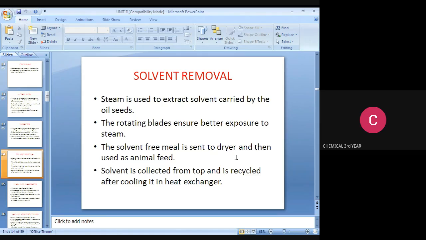Next, the rotating blades ensure better exposure to steam. The solvent-free meal is sent to the dryer and then used as animal feed. Solvent is collected from the top and it is recycled after cooling it in a heat exchanger.